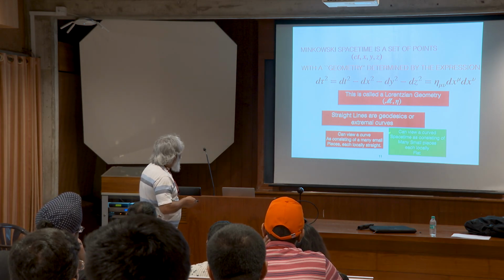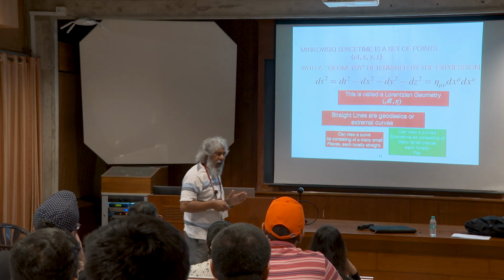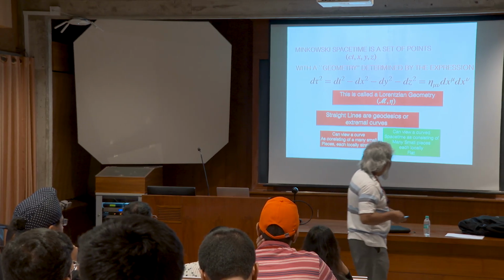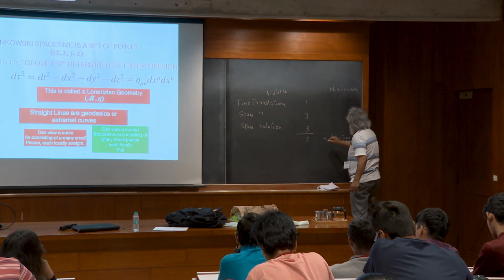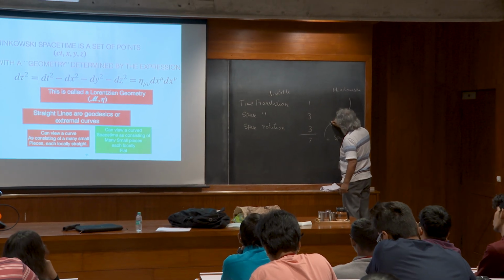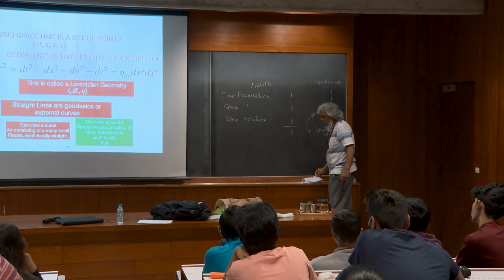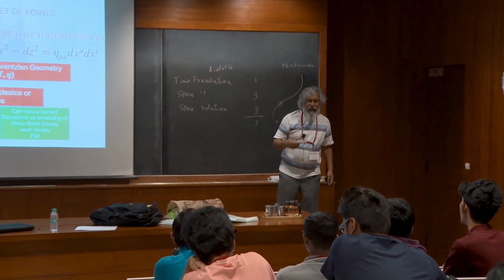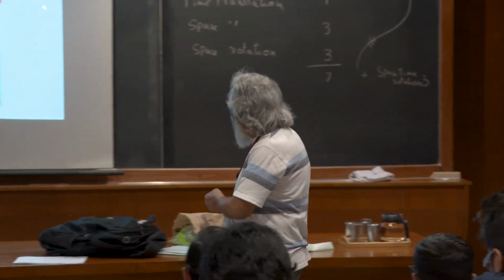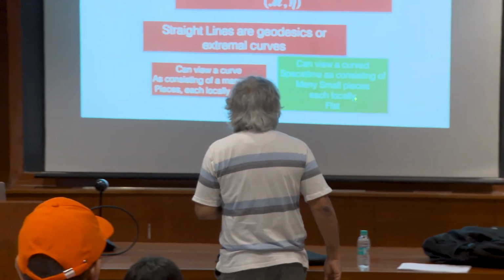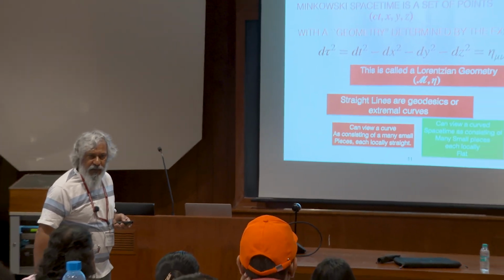Now, given a curve, I can view a curve as consisting of many small pieces, each locally straight. If I take an arbitrary curve like that, if I look at a small part of it, I will not see much curvature. A tiny enough part will appear to be straight. That's a simple common sense idea. The same thing is true for space-times also. Can view a curved space-time as consisting of many small pieces, each of which is locally flat. I'm going to develop this idea further.